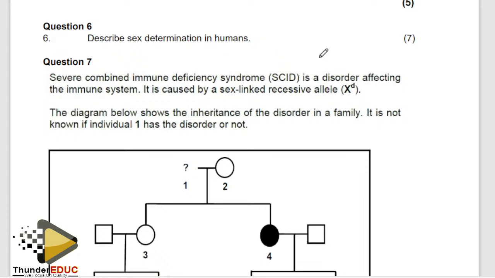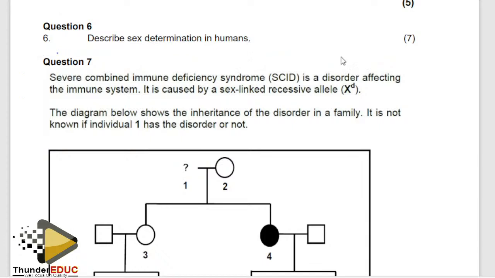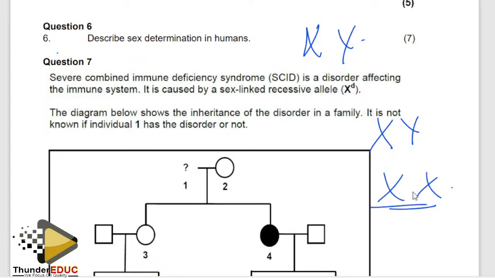How do I differentiate between the two? For sex linked, they will mention that it is a sex linked disorder. Always read what is on top here. Make sure that you read it. If they say sex linked disorder, definitely you have to use X and Y. Male will be X and Y, female will be X and X.